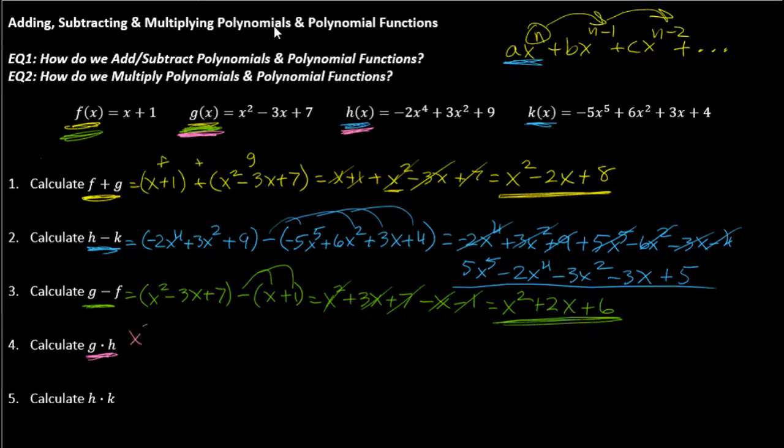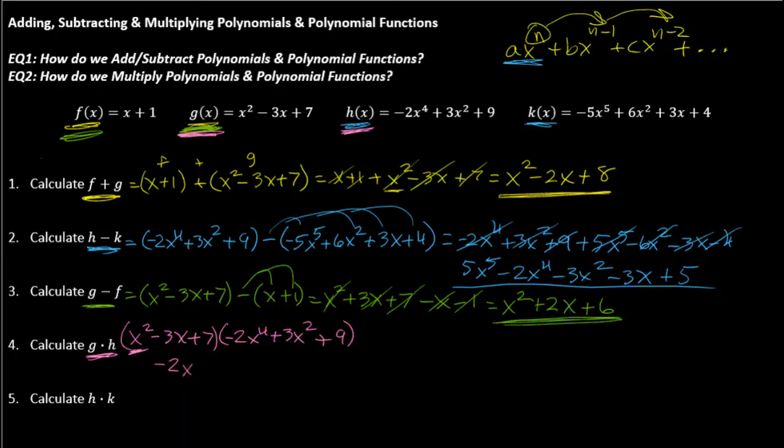So we're going to say x squared minus 3x plus 7, all multiplied, that's g, times h, which is negative 2x to the fourth plus 3x squared plus 9. And again, all I'm really doing is foiling. I'm basically going to distribute, and it's like foiling, it's not exactly the same, but all I'm going to do is take this first term and distribute it into each and every term on the trinomial on the right.